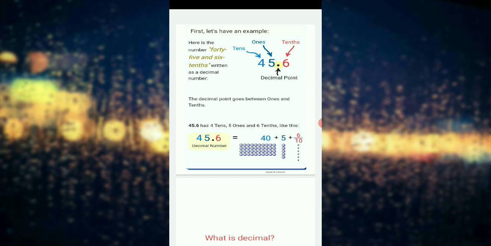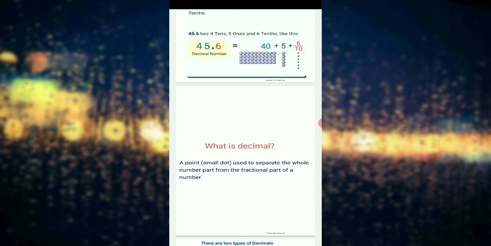Students, what is decimal? Decimal is nothing but a point used to separate the whole number part from the fractional part of a number. There are two types of decimal. Number one, non-recurring decimal or terminating decimal. Number two, recurring decimal or non-terminating decimal.